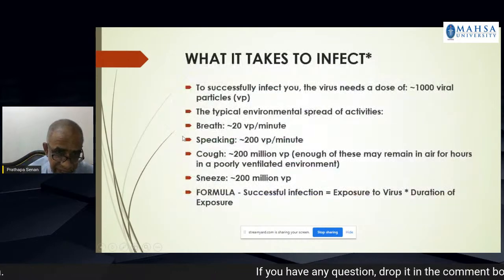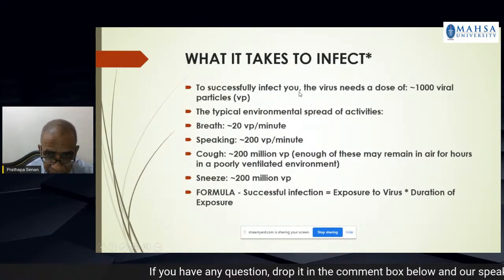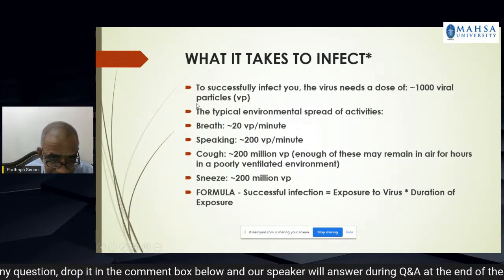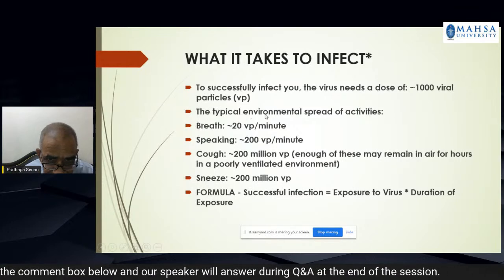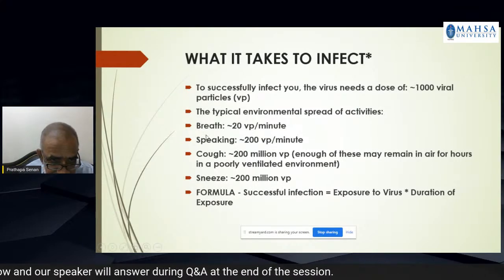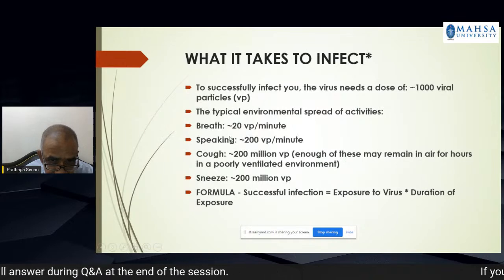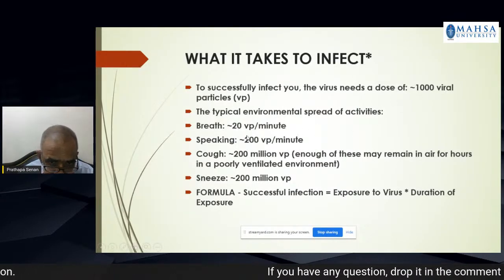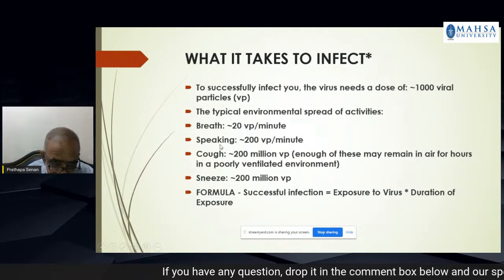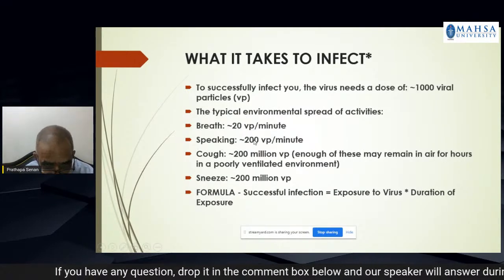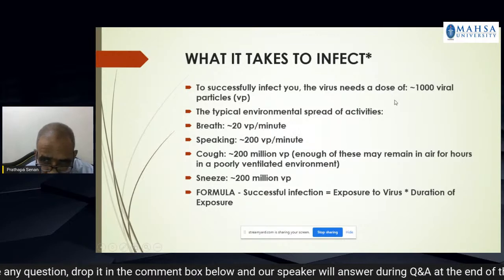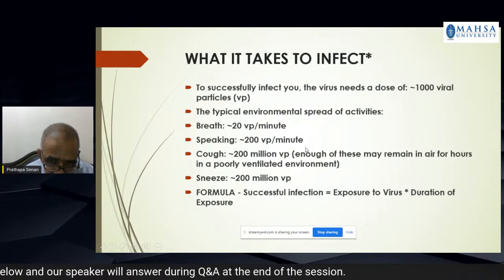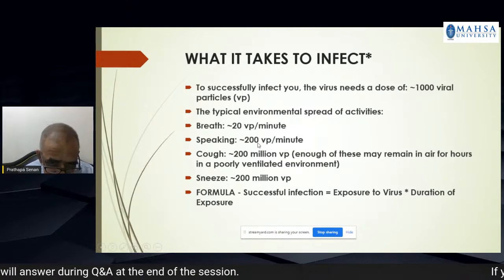What it takes to infect. To successfully infect you, the virus needs a dose of 1000 viral particles. In typical environmental spread, every time you breathe, you give out about 20 viral particles per minute. Speaking, you give out 200 particles per minute. To reach 1000 viral particles, to make it effective, you need to spend at least 5 minutes.